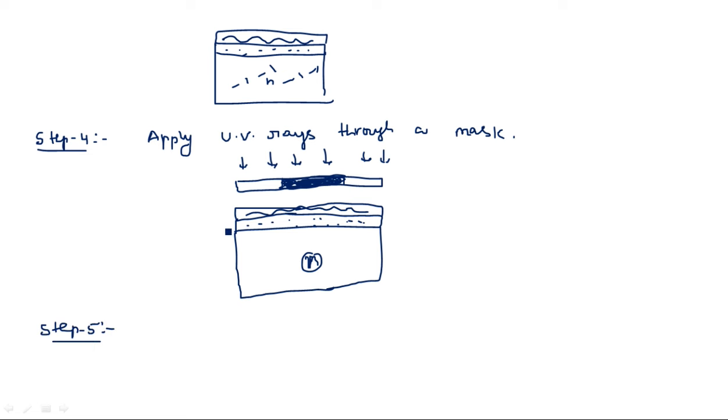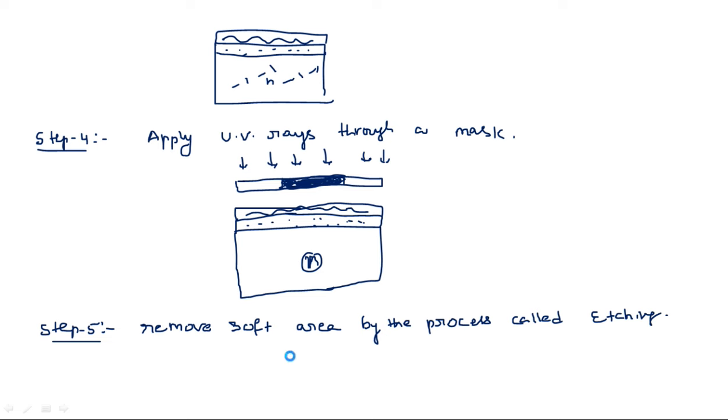Step five. What is happening when UV rays touch this area? Whichever area is exposed to the UV rays will be hardened, and the remaining areas are soft. So we can remove the soft area by a process called etching. So etch or remove the soft area by the process called etching. Okay, so what happens now? We will be having this structure now. The n-type material, with the oxide layer here and here, at this end.